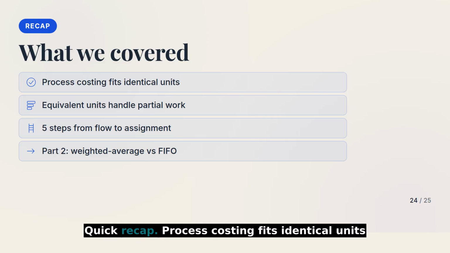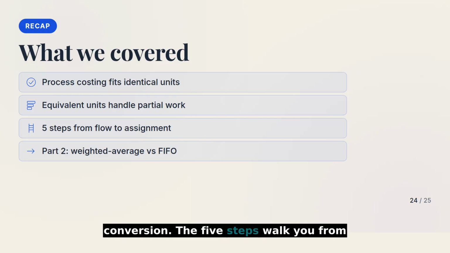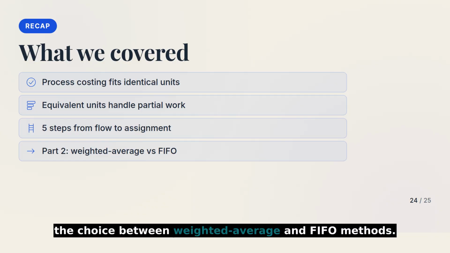Quick recap. Process costing fits identical units in volume. Equivalent units convert partial work into full unit equivalents, separately for materials and conversion. The 5 steps walk you from physical flow to cost assignment. In part 2, we open up the harder case, beginning work in process, plus the choice between weighted average and FIFO methods.